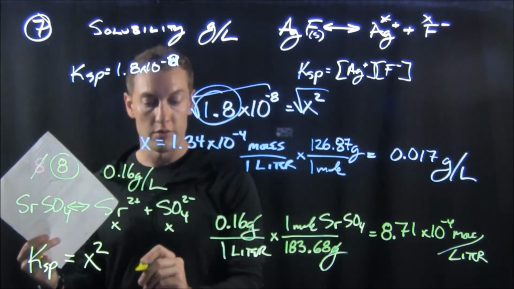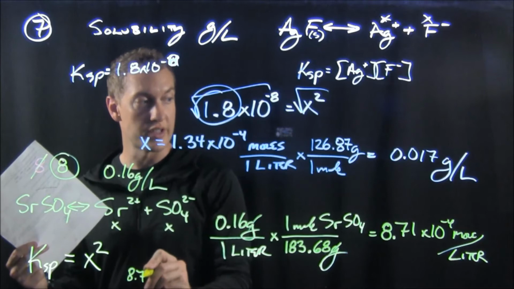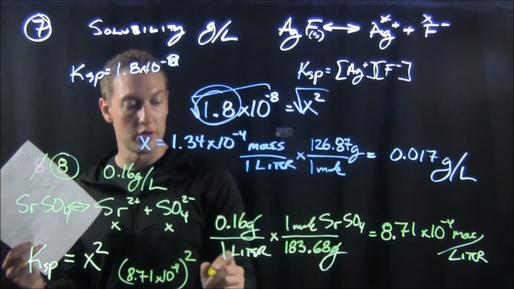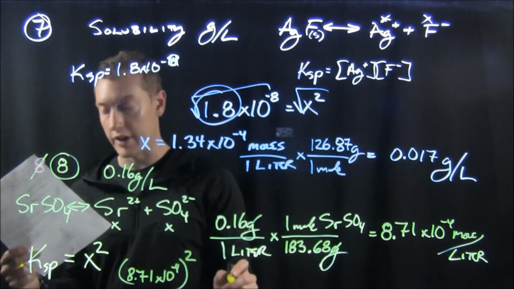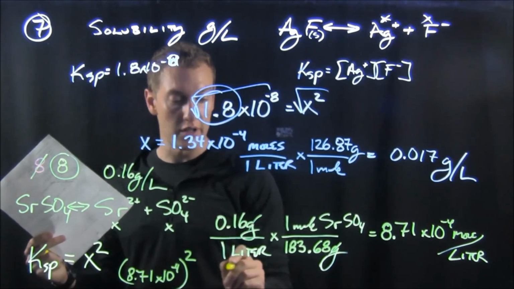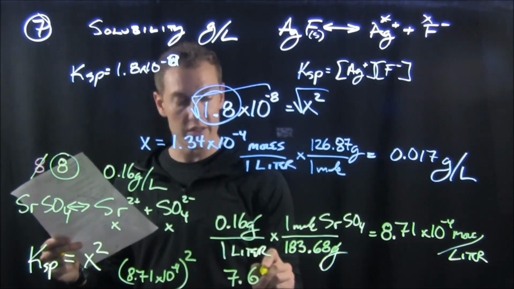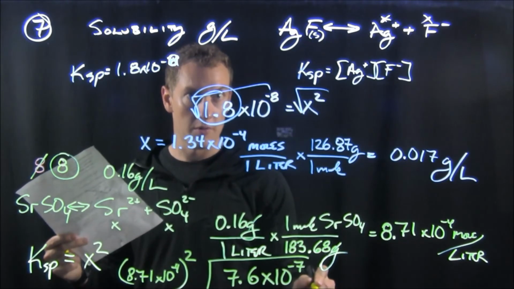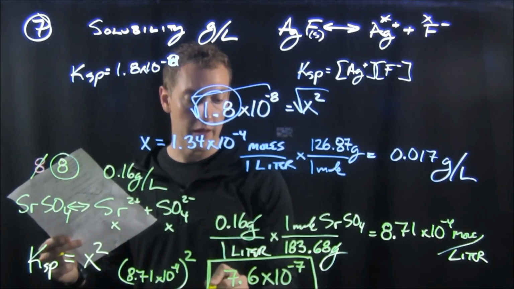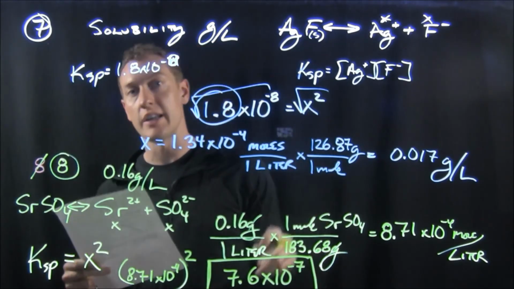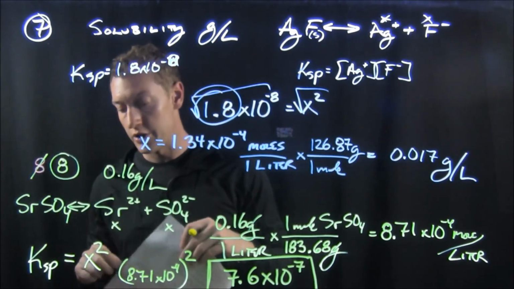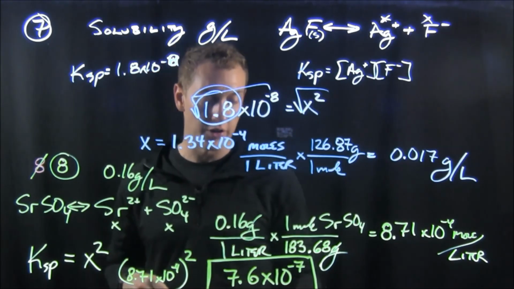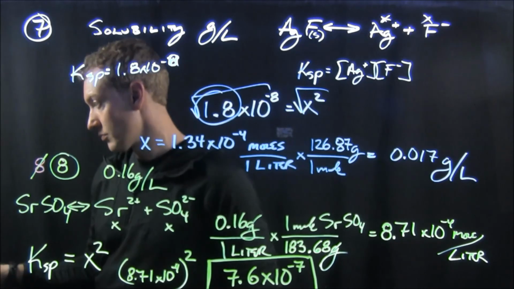And you plug that in for X. So it's going to be 8.71 times 10 to the minus fourth squared. And so we get a value for Ksp that should be 7.6 times 10 to the minus seventh. The label on Ksp, just like Keq, there isn't one. So it's just that numerical value.